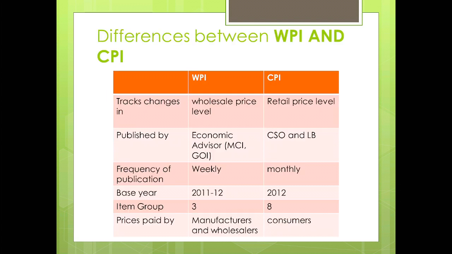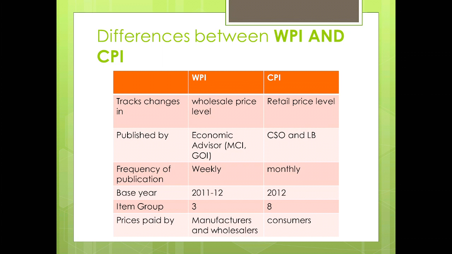So this slide will give you a better understanding of how WPI and CPI are different. So you can see that WPI tracks the wholesale price level change, whereas CPI takes into account the retail price level change. Who is the publisher? In WPI it is the economic advisor, whereas in CPI it is the CSO and LB, that is Central Statistical Office and Labor Bureau. Frequency of publication, so weekly it is published, that is WPI, whereas it is monthly publication in case of CPI.